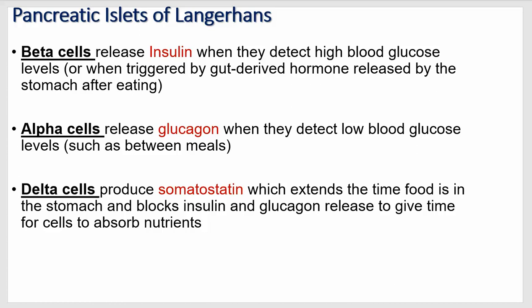Most of it is controlling things, controlling growth hormone, controlling digestive hormones. So beta cells release insulin when they detect high blood glucose. This is a big factor causing the release of insulin. There are other gut-derived hormones that will also cause the release of insulin. The smell of food can also cause the release of insulin.